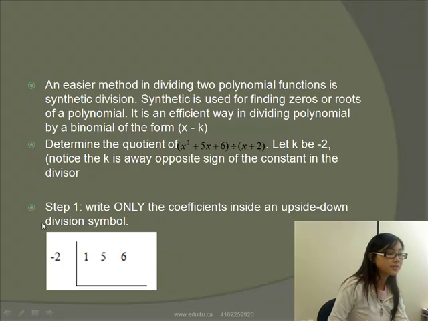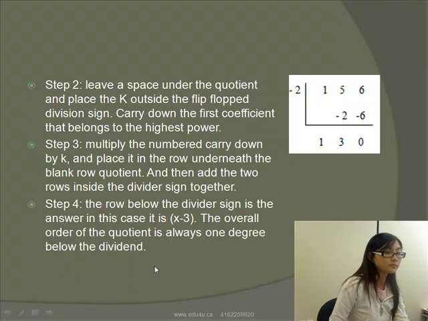So in step 1, we write only the coefficients instead of an upside down division symbol like so. The coefficient for x squared would be 1, the coefficient for 5x would be 5, and for 6 would just be 6. So we write 1, 5, 6, and outside we write negative 2, which is our k.